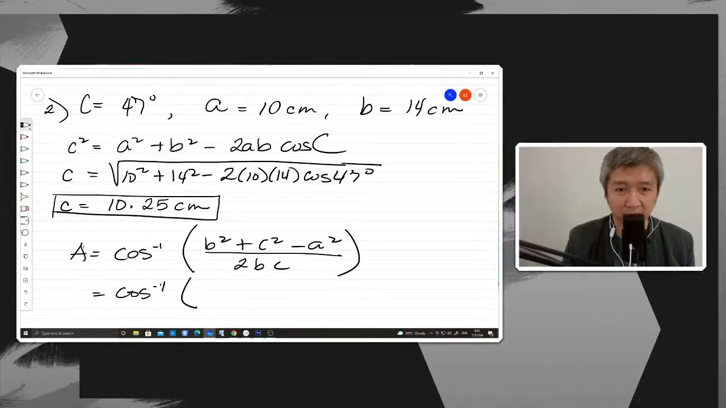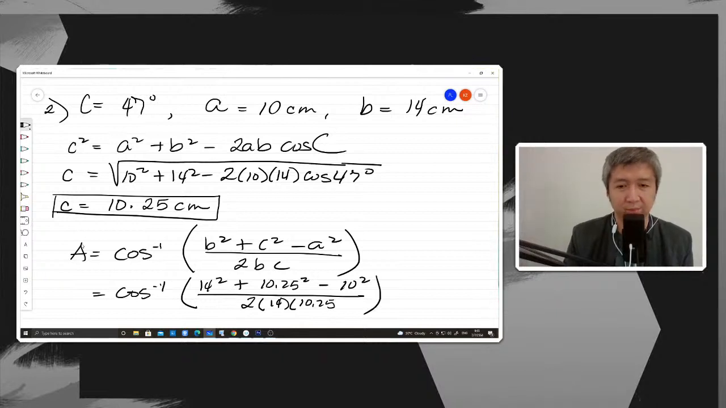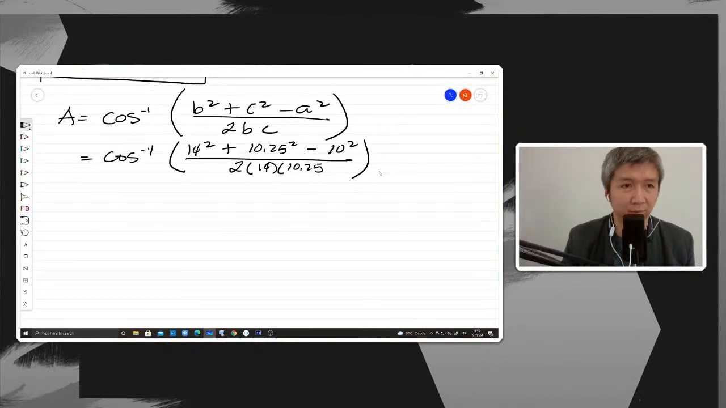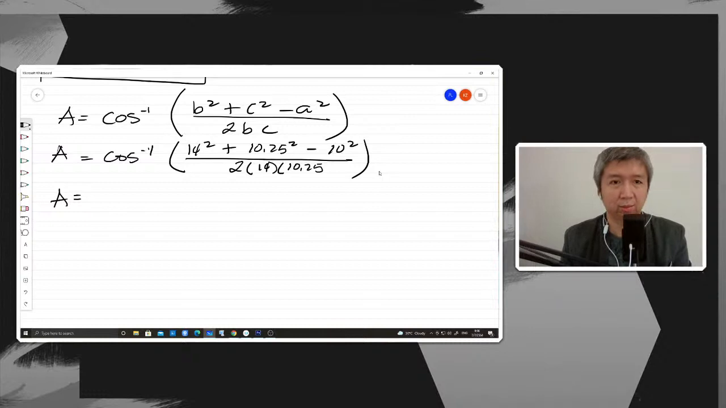So B is 14 squared plus C is 10.25 squared minus A is 10 squared, all over 2 times 14, and then C, what is C? 10.25. Wait now. I have to answer it first before I call someone.